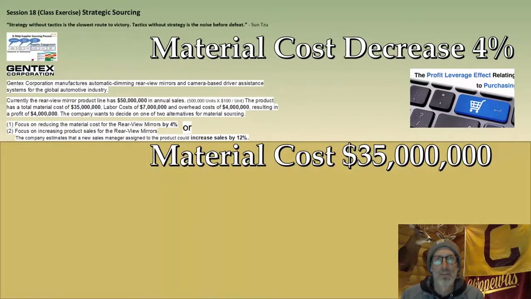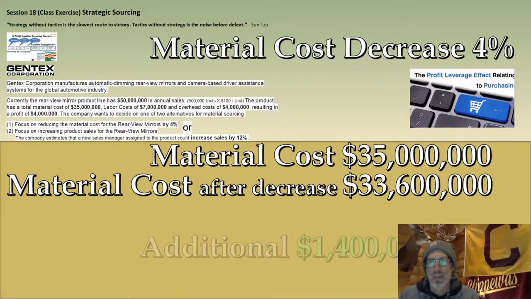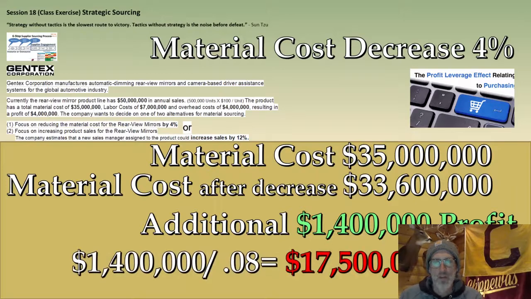So the material cost of $35 million, after the 4% decrease, is $33.6 million. That is a savings of material cost of $1.4 million. That goes right to the bottom line in profit. Okay? So to get the profit leverage effect, what we're really asking is, how much additional sales would be required for us to meet the $1.4 million, or the 4% cost decrease?